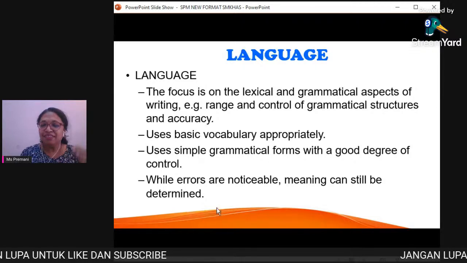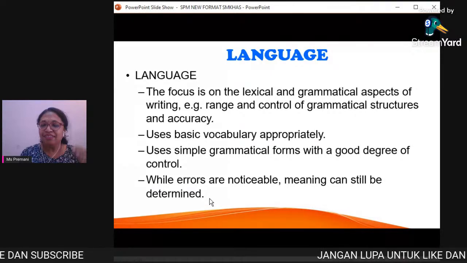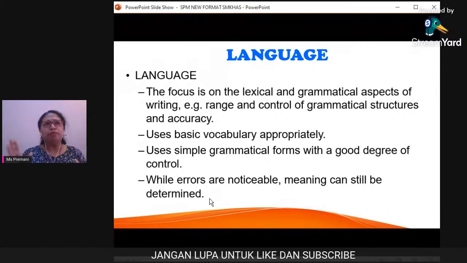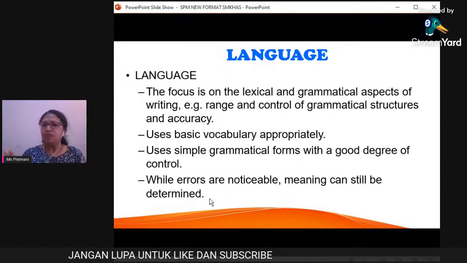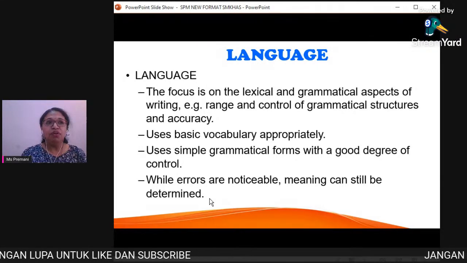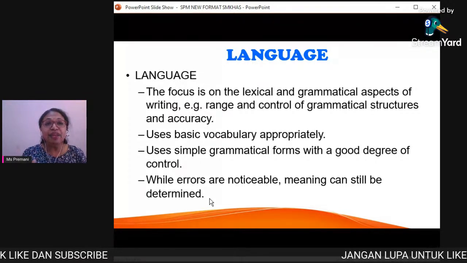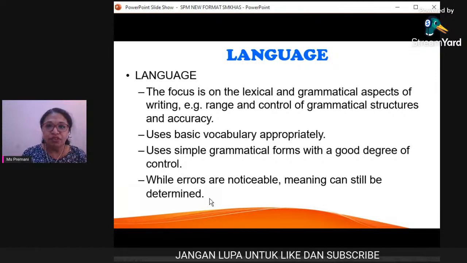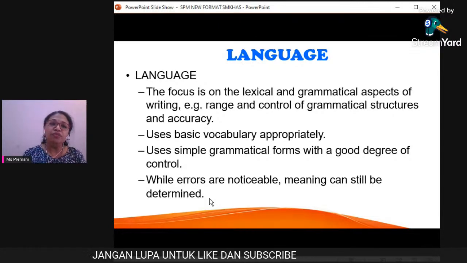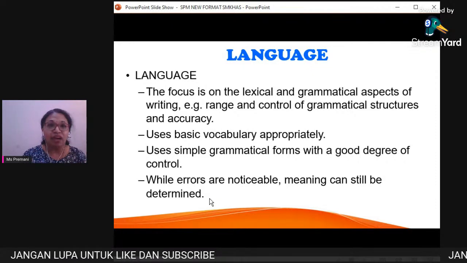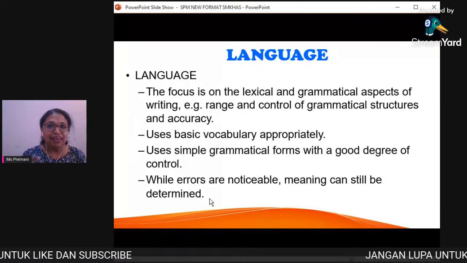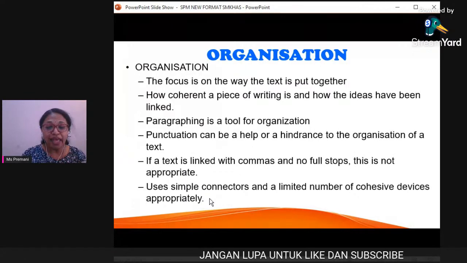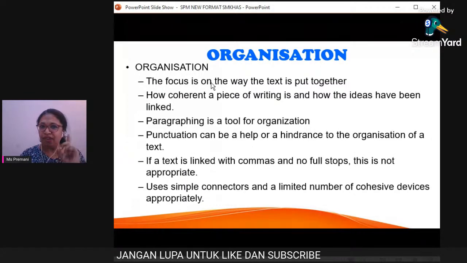So okay, next. While errors are noticeable, meaning can still be determined. Okay, if you feel like, teacher, I cannot avoid my mistakes, but if you make mistakes that do not interrupt the meaning, that's fine. So try to improve. Teacher, how to improve? Write every day. Okay, I'll show you one link later. Later I'll share in the group also. Keep it with you. Whenever you're free, you do that practice there. Okay, very interesting one. Later I'll show you.